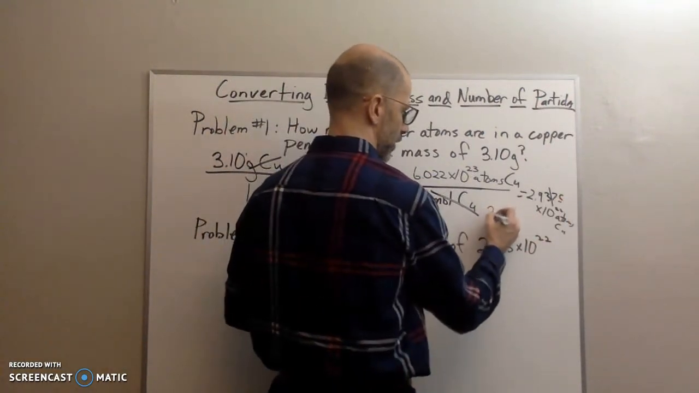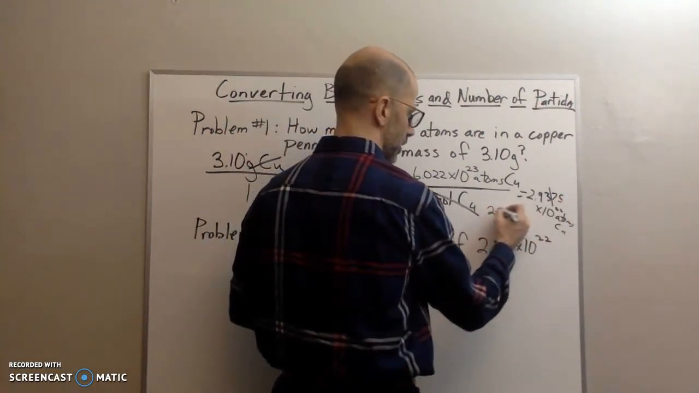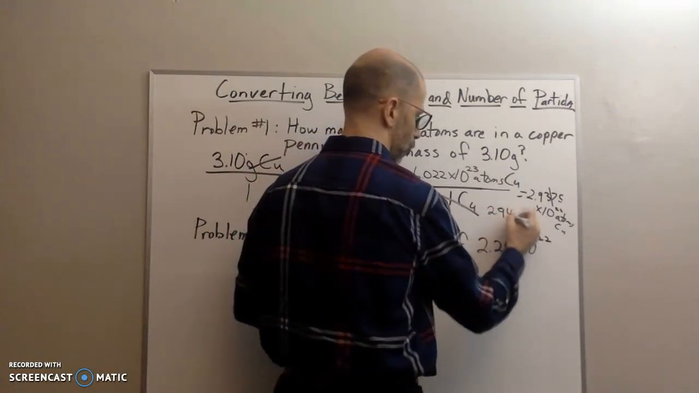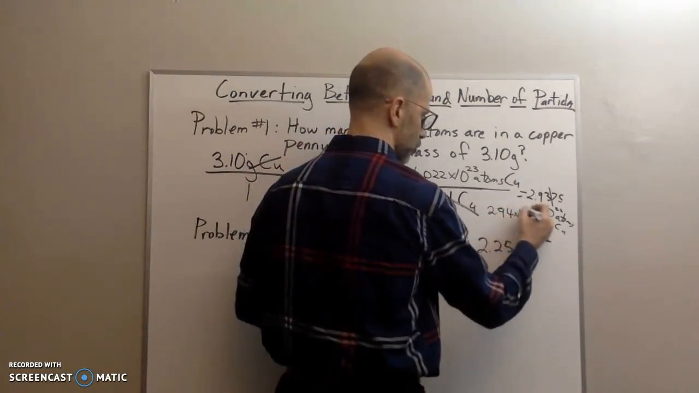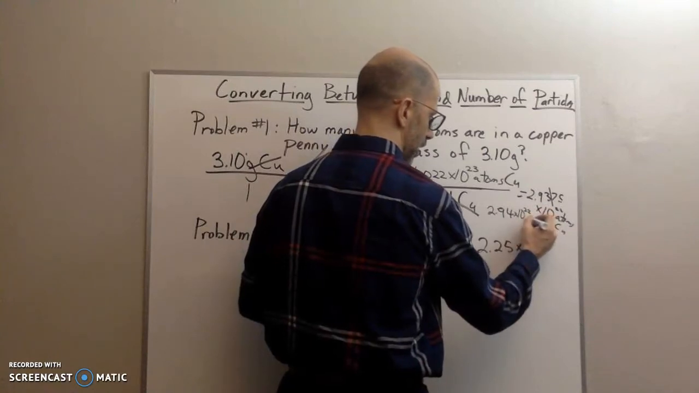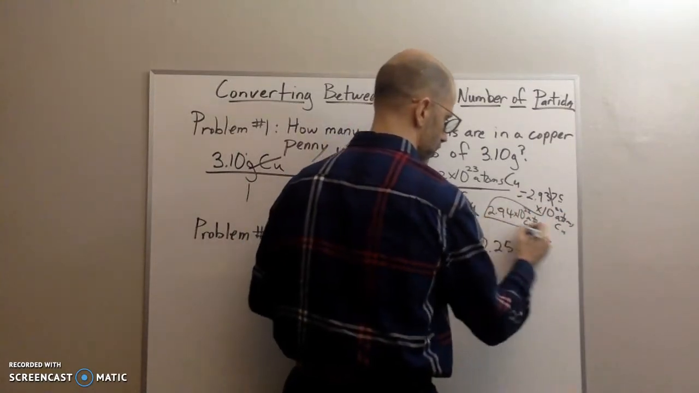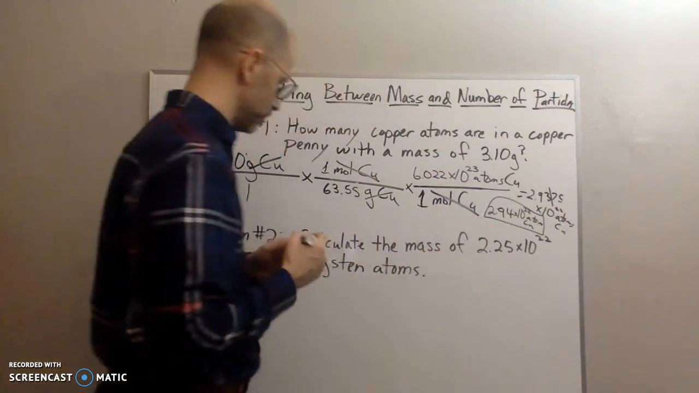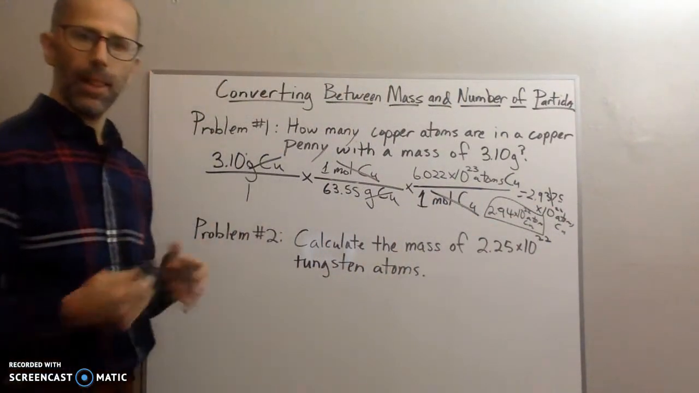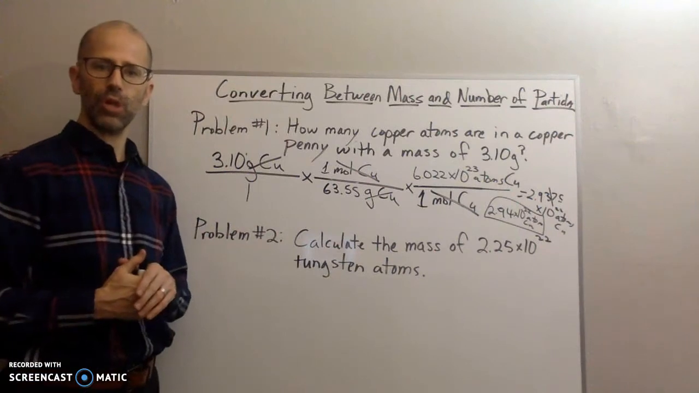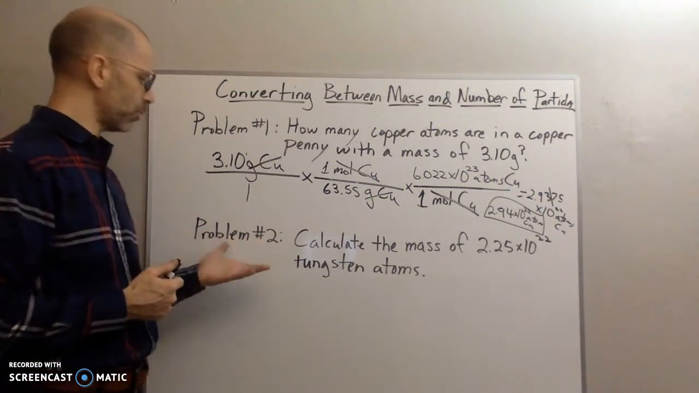So my final answer is 2.94 times 10 to the 22nd atoms of copper. So this is my final answer. All right, is that clear?